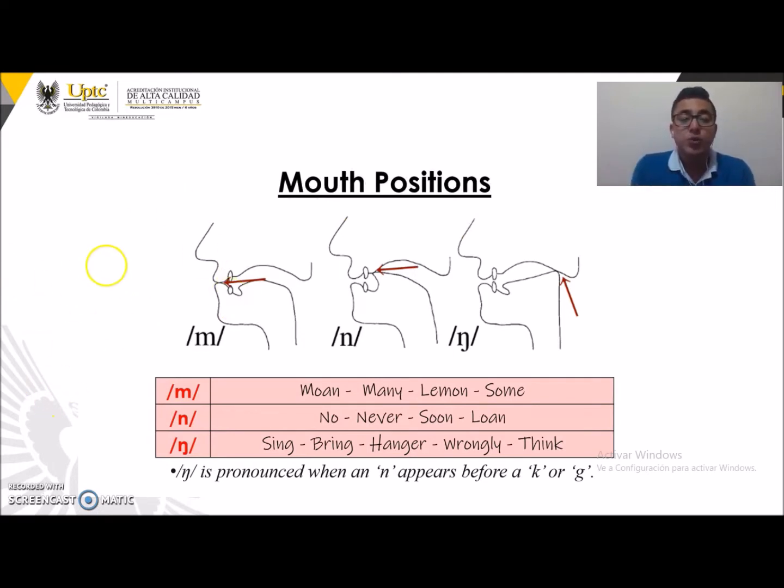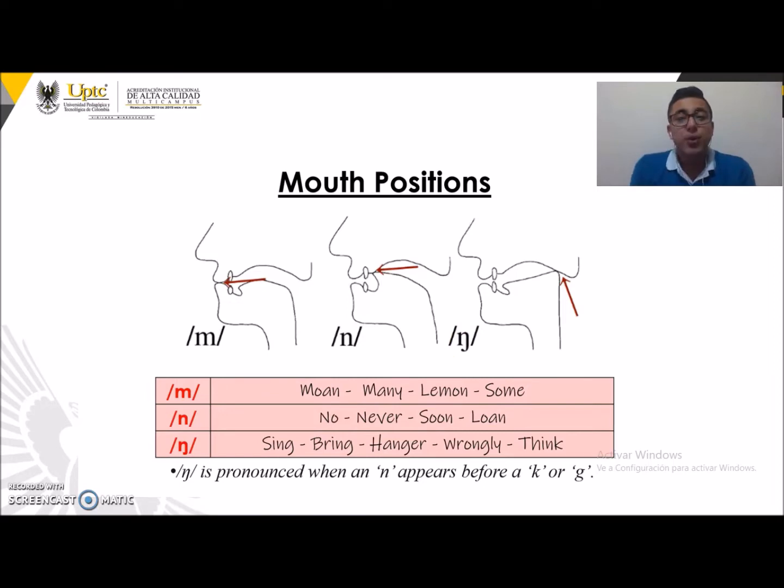The mouth positions of each one of these consonant sounds are the following. The first one, which is starts in the middle of your mouth and then it goes out like that. Then the second one is not in the middle but just a little bit up, and at the end we have and it's from the back of your mouth.